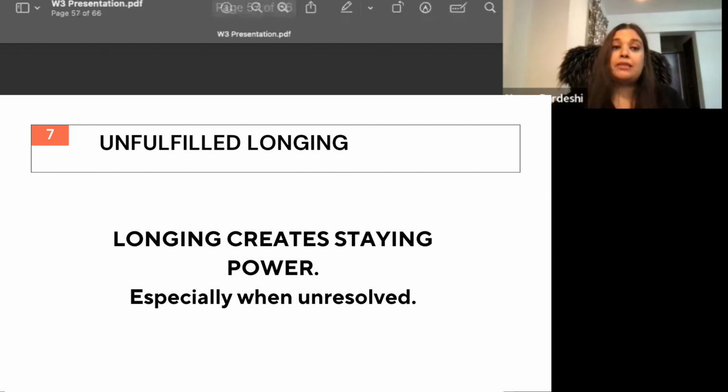Then there is element number 7, unfulfilled longing. Longing creates staying power, especially when unresolved. One of the most haunting emotional forces in fiction is longing. Think of Wuthering Heights. And I'm not talking about the movie, I'm talking about the book. Not getting what is emotionally desired often creates stronger emotional impact than fulfillment because longing keeps emotional tension alive inside the reader.